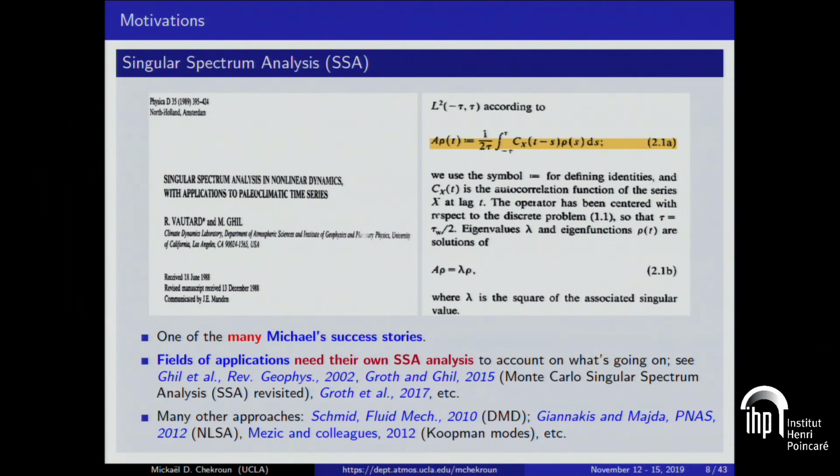And the killer formula was this guy. So what is this? Rho is your autocorrelation function. Cx is the autocorrelation function of your signal, and then it acts on a function rho that lives in L2. And then this operator is nothing else than a convolution, right? And this is what it is. You get that the SSA can be seen as a PCA in the time domain. And this is the killer formula.